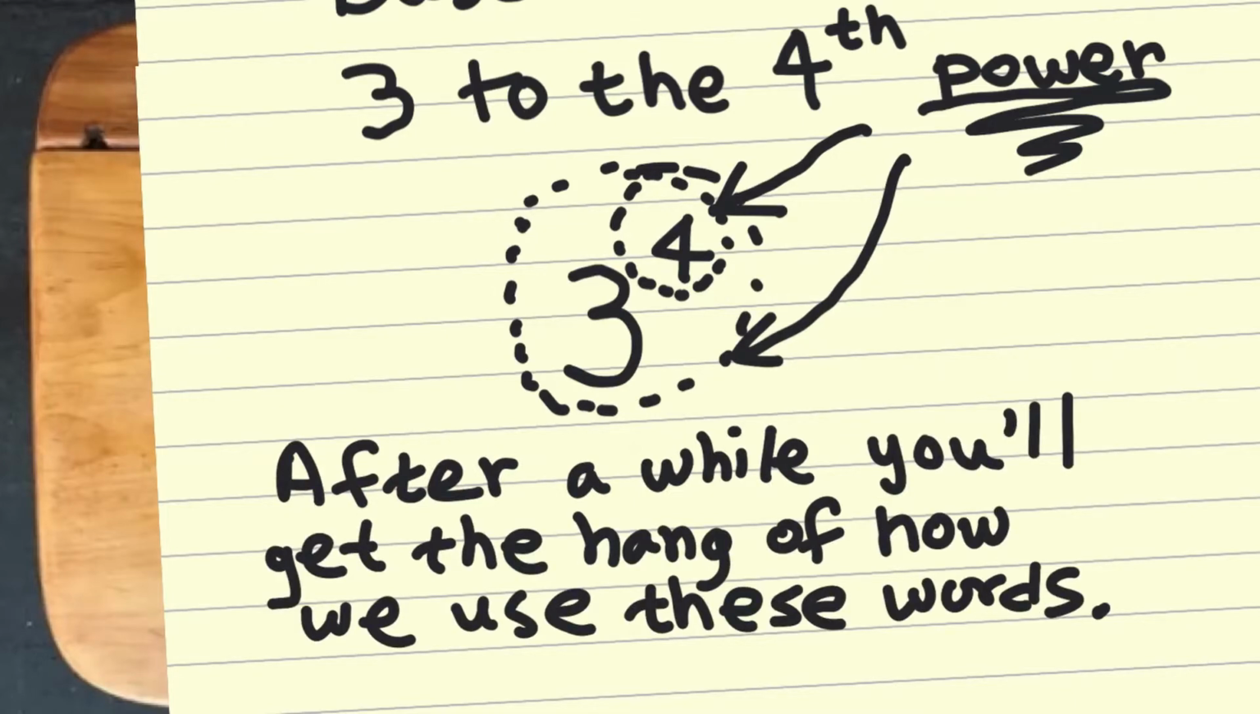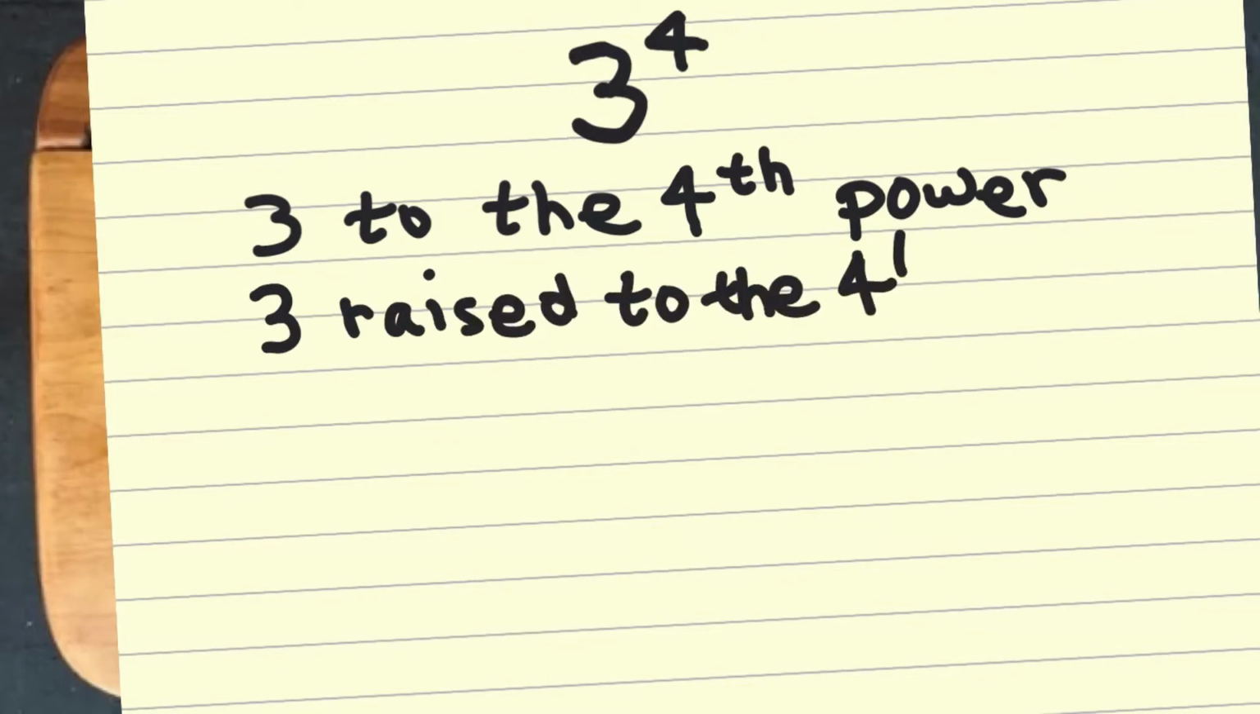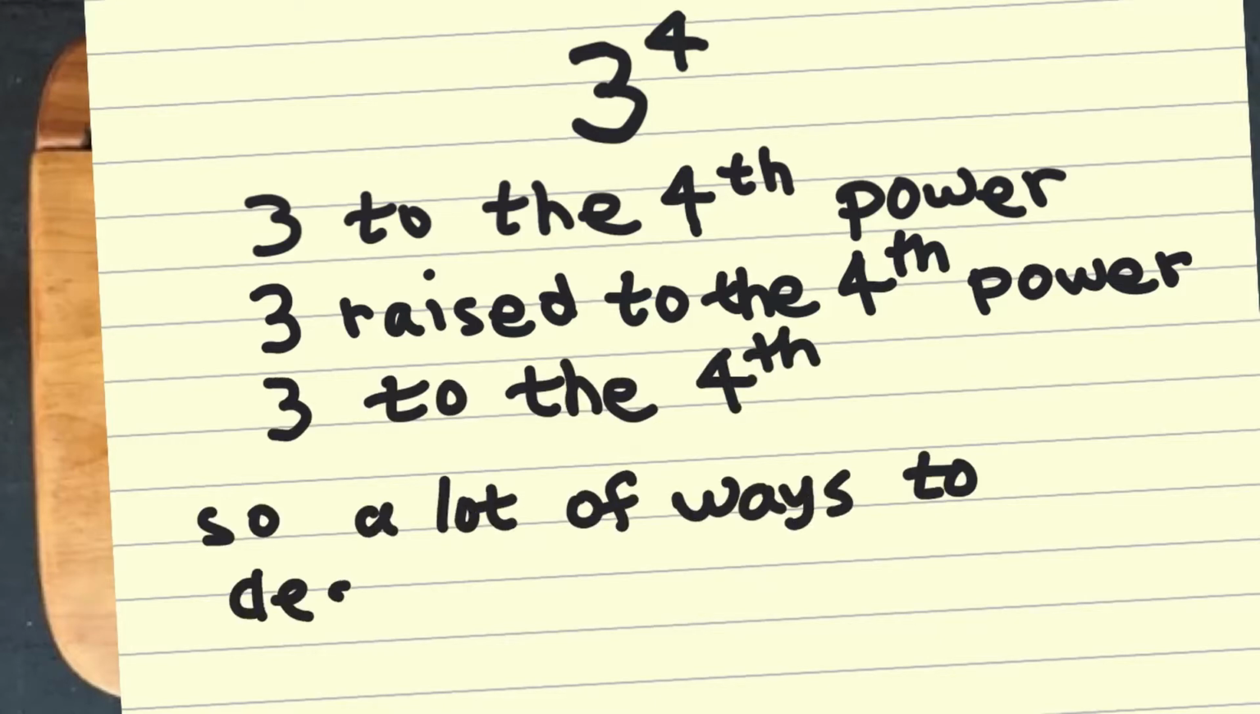So these are some of the ways in which we describe exponentiation. We say 3 to the 4th power. And sometimes we say 3 raised to the 4th power. And a brief version of this is just to say 3 to the 4th. So there's a lot of ways to describe it.